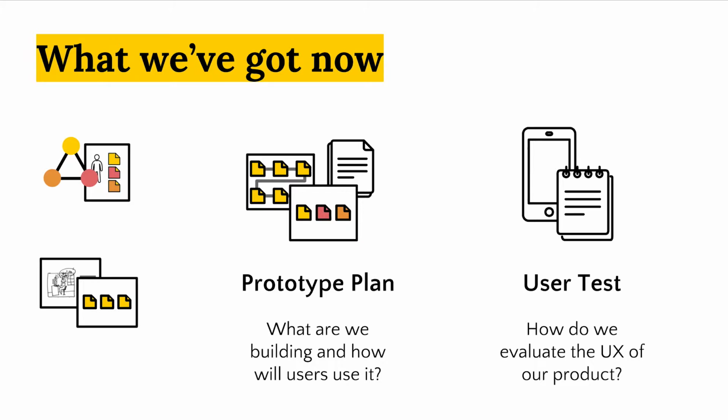So now you've got your core idea, your MVP, your prototype plan, and you're set up for a user test. So now it's up to you to go out and use your prototype for a real-life user test and start collecting some results about what you need to change.